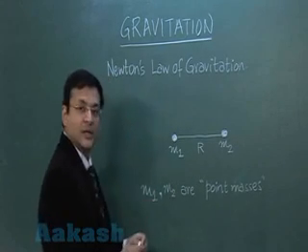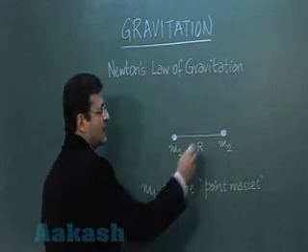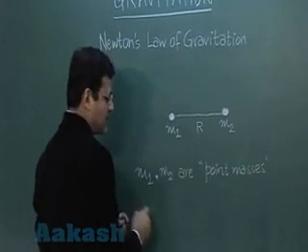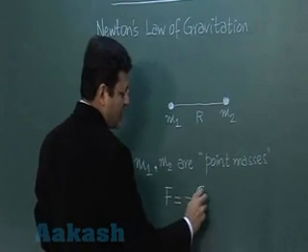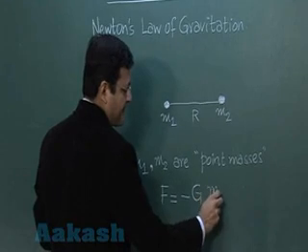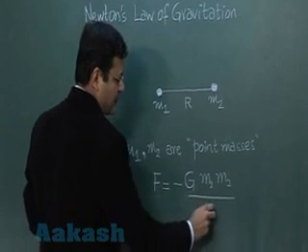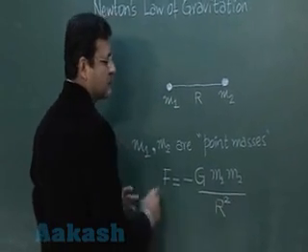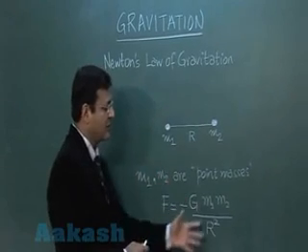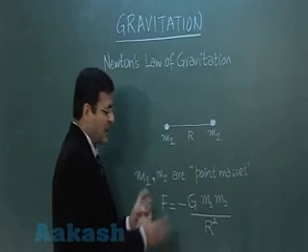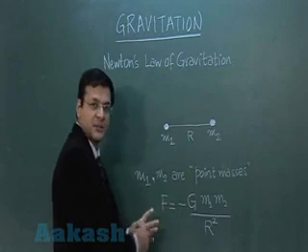Now Newton's law says that there is an attractive force between them, and the force acting between this mass and this mass is given by F is equal to minus G m1 m2 upon R square. This is essentially Newton's law of gravitation, which involves so many factors, and one by one let us try to understand the meaning involved in all these terms.